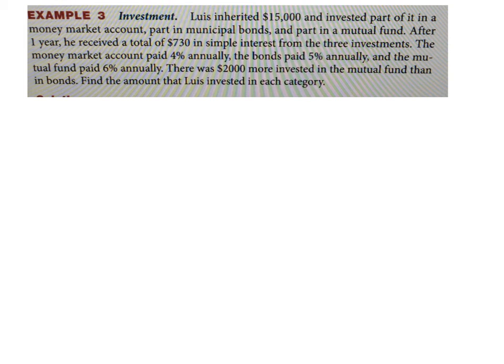Last example for today is a story problem. In the story problems, you have to write your equations and you have to solve your equations. So, Lewis inherited $15,000 and invested part of it in a money market account, part in a municipal bond, and part in a mutual fund. You've just read your first equation. So the amount that went in the money market, I'll call that M for money market, and the amount that went in the municipal bond, and the amount that went in the mutual fund, added together is $15,000.